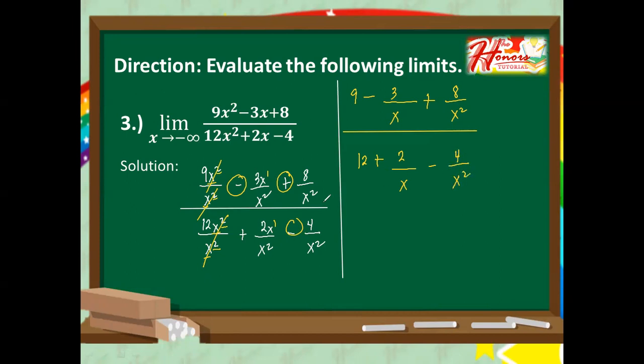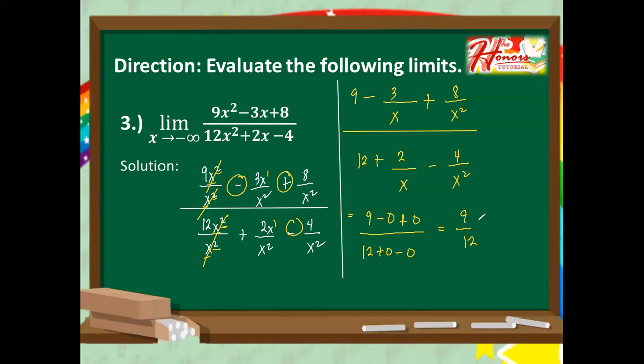Why? It is because you cannot simplify the numerator and denominator anymore because the numerator is a constant while the denominator is a variable. Next, apply the theorem that we have learned earlier. Just copy 9 minus 0 plus 0 over 12 plus 0 minus 0. 9 minus 0 plus 0 is equal to 9. 12 plus 0 minus 0 is equal to 12.